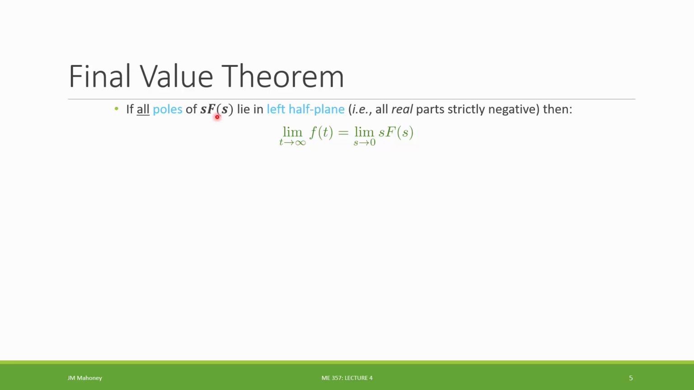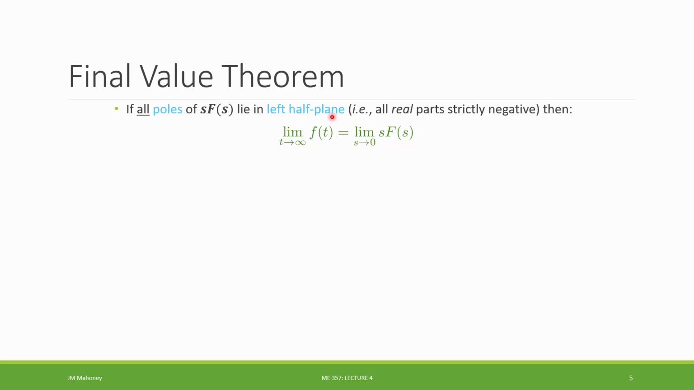The poles are going to be the values of s that make the denominator equal to 0. This is in contrast to what we're going to be calling zeros, which are the values of s that make the numerator 0. The degree of the polynomial in the numerator and the denominator is going to tell us how many poles we're going to have from the denominator, the same as the degree, and how many zeros we're going to have based on the degree of the numerator. So we need to have all the poles of s times F of s lie in the left half plane.